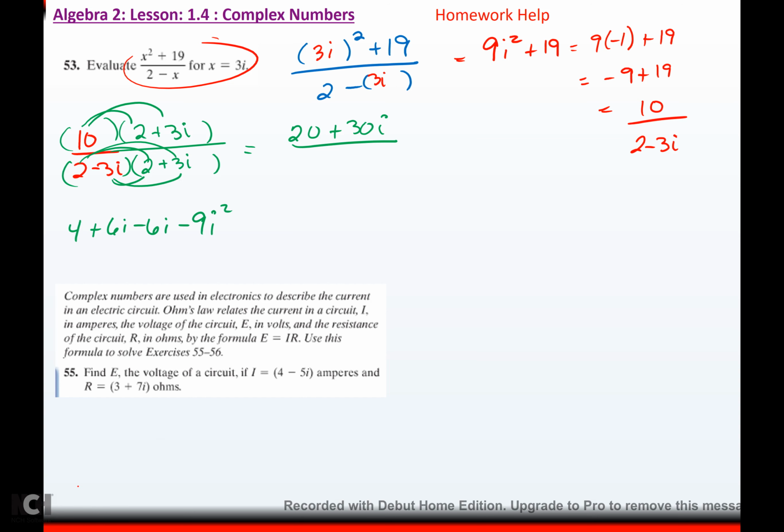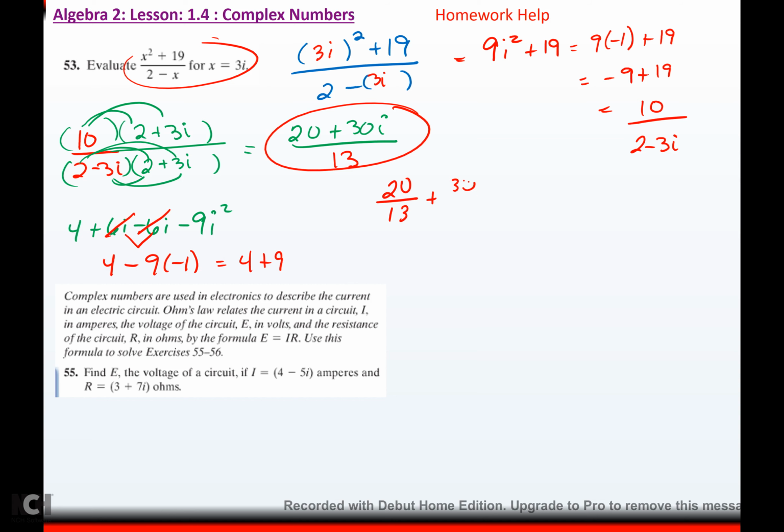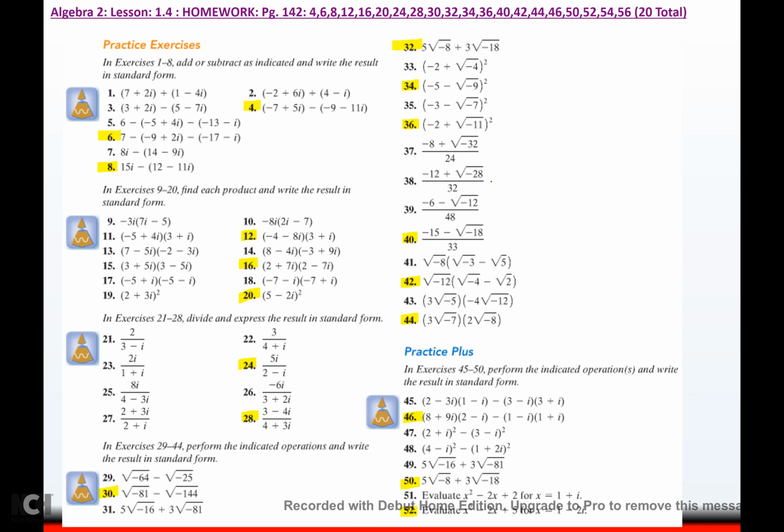Combine like terms and clean up your i squared. Those cancel because we're conjugates. And it's 4 minus 9 times a negative 1, which is 4 plus 9, which is 13. And that would be my answer. But remember, MyMathLab probably wants you to write it like that.